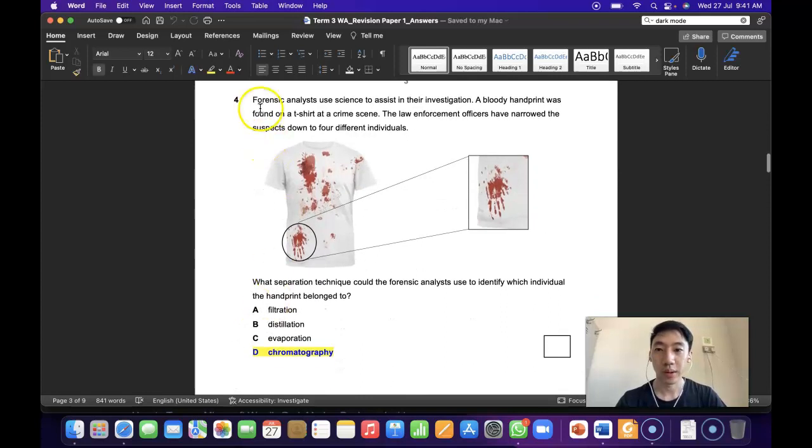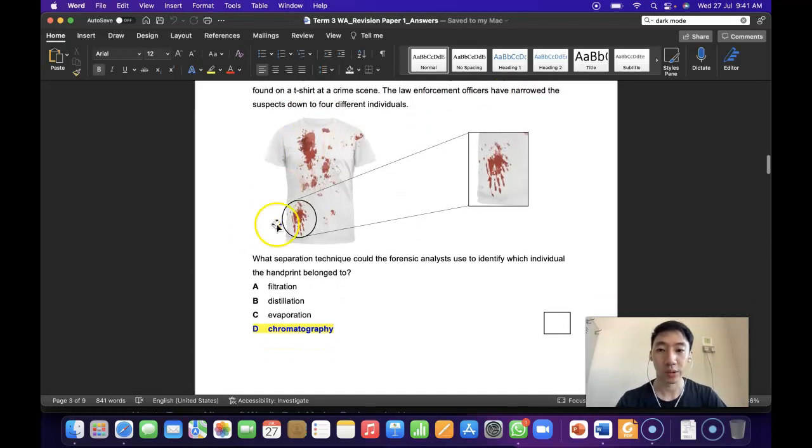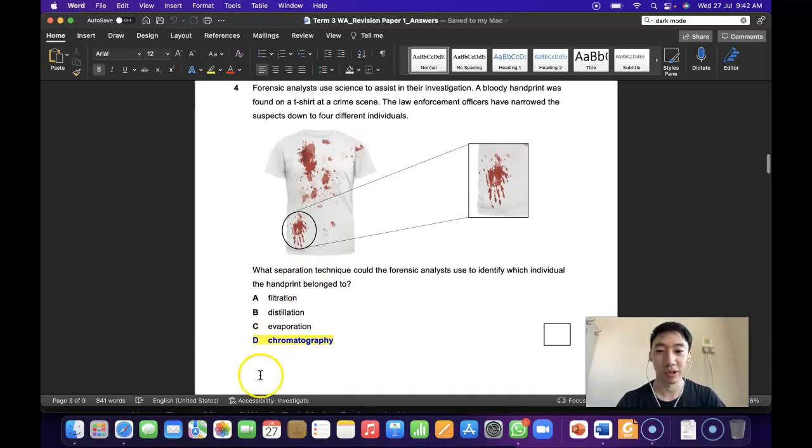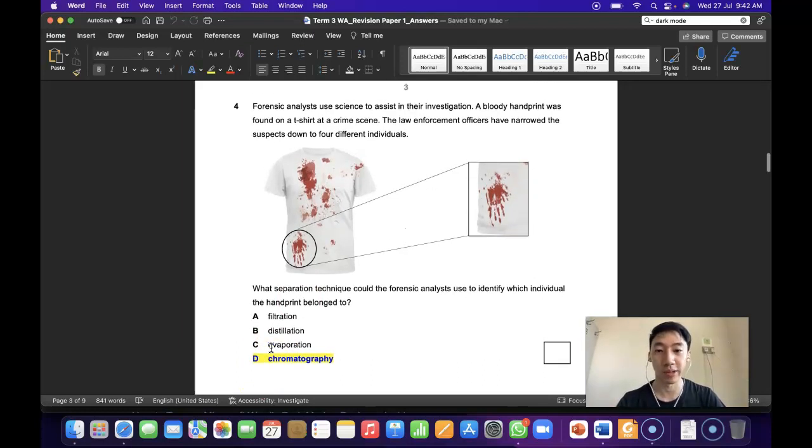Question 4. Forensic scientists can use science to investigate this bloody handprint. Because this bloody handprint can be broken down into soluble components, we can use chromatography to separate the components. It's not the best way. There are still better ways out there, but if you're talking about chemistry-wise, chromatography is one possible way. Other techniques will include matching the fingerprint to the fingerprint database.